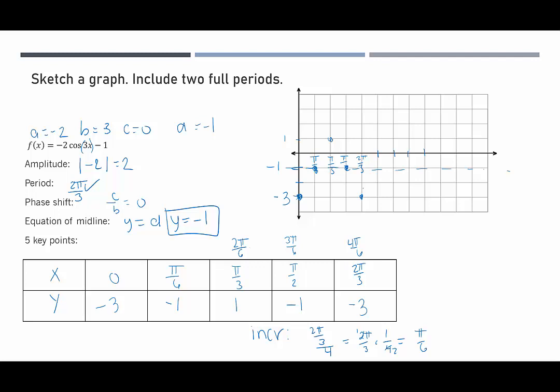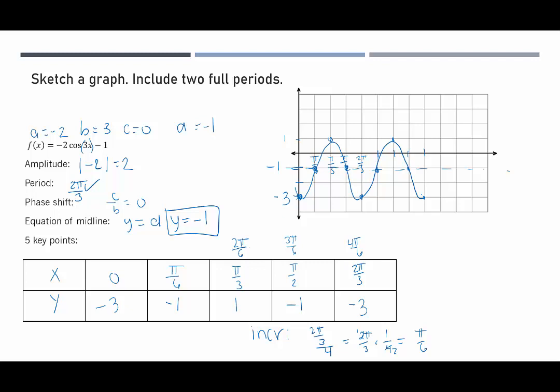1 more period. We're starting at the bottom. We go up to the midline, up to the maximum, back down to the midline, back down to the bottom, and nice smooth curve, right? We don't make sharp points here. Nice smooth curve, very cyclic, very much like an ocean wave. And that's what we do. That's our very first one. Not so bad, right? It's a lot to take in, I know, but you can do it.